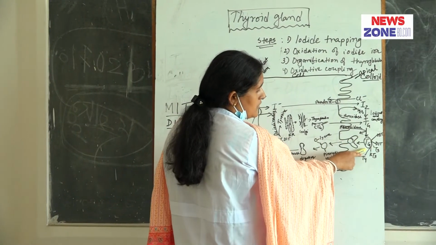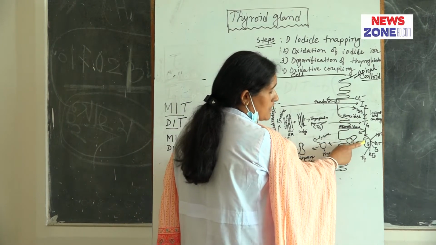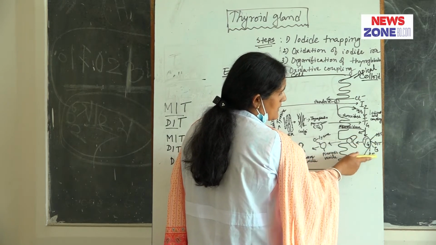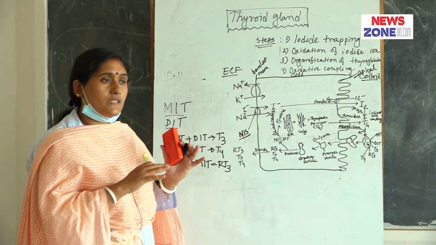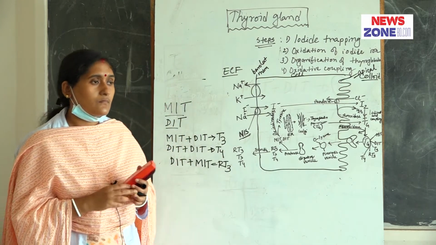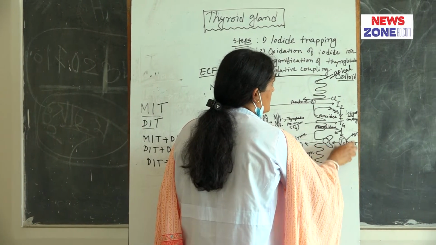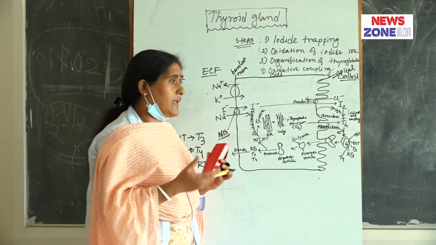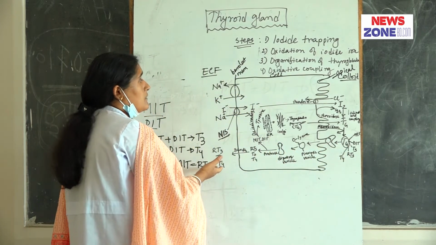This is the thyroglobulin molecule. When iodine binds with the tyrosine residue of thyroglobulin by organification and oxidative coupling, first MIT and DIT are formed, then by coupling T3, T4 and reverse T3. These are the overall steps of biosynthesis of thyroid hormone. This synthesis occurs within the colloid of the follicle of the thyroid gland. Now I will tell how thyroid hormone is secreted from the cell into the blood.